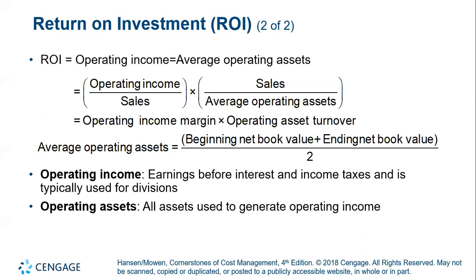So, in short, we have the operating income or the EBIT and the operating assets used to generate operating income. And the formula is operating income over sales, which is operating income margin, multiplied by the operating asset turnover, which is taken by dividing sales by the average operating assets. So in short, the formula is operating income margin multiplied by the operating asset turnover.